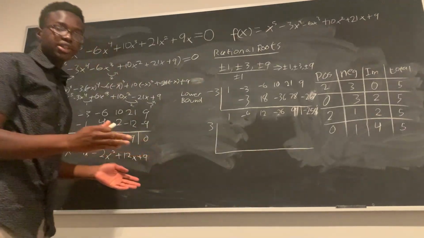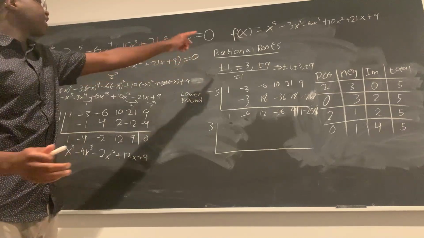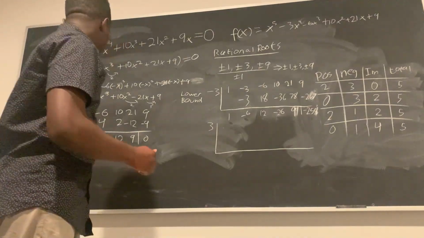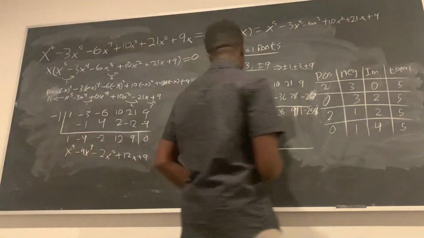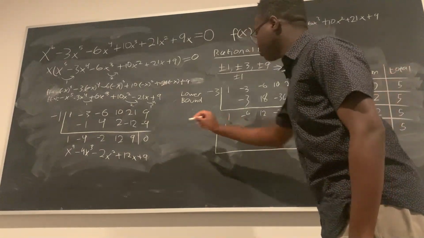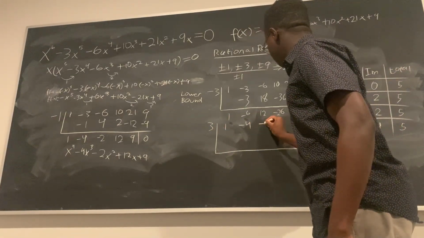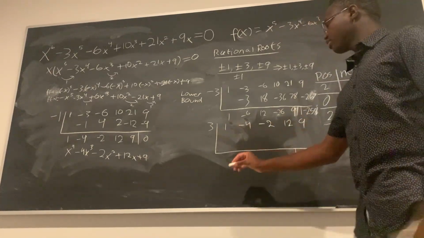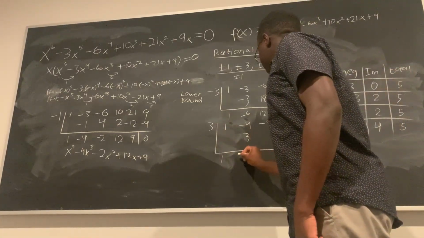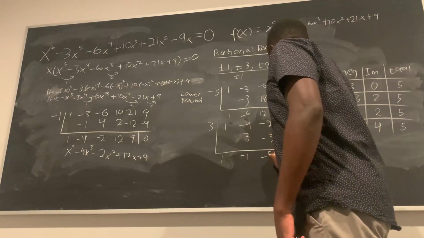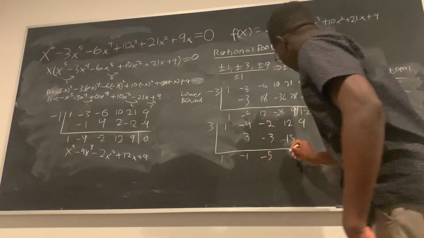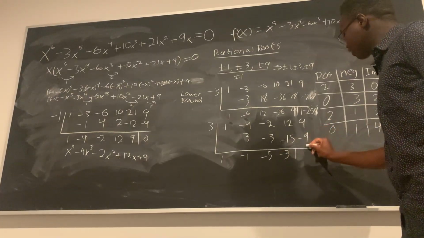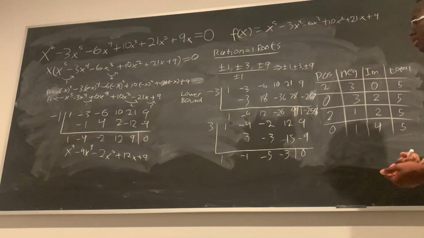And now what you can do is the zeros of our x to the 5th polynomial are also going to have the same zeros as this x to the 4th polynomial, which means we can just plug in these coefficients and have a little bit easier work with us. So that means we can do 1, negative 4, negative 2, 12, and 9. So what we see here: 1, 3 times 1, 3, negative 1, negative 3, negative 5, negative 15, 3, and then negative 3, and then we get negative 9. That's another 0, which is pretty nice.